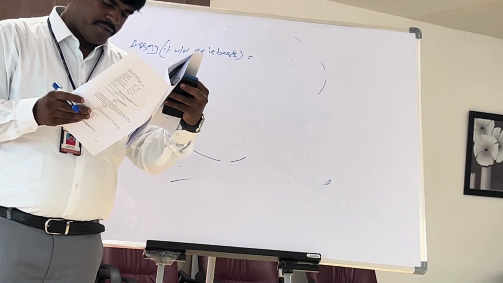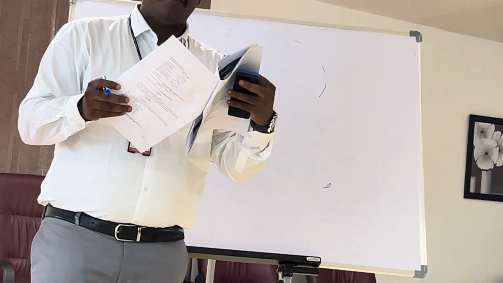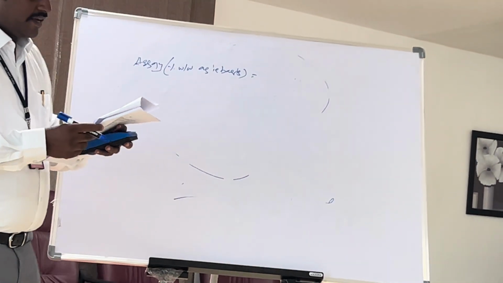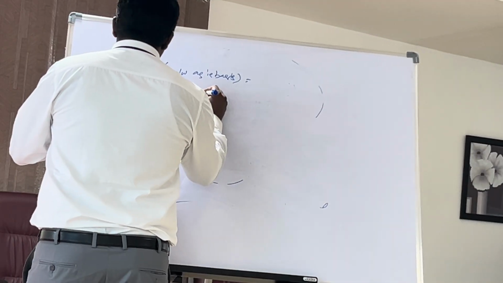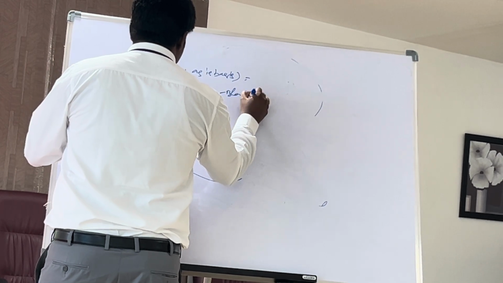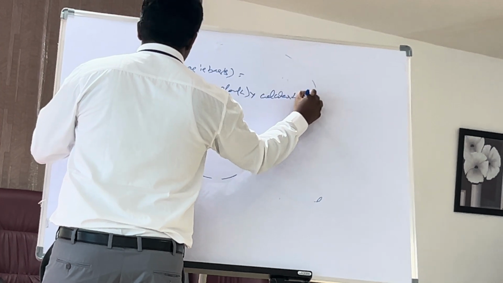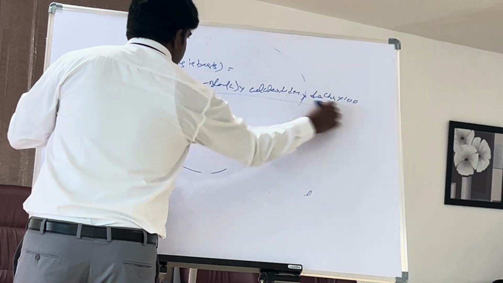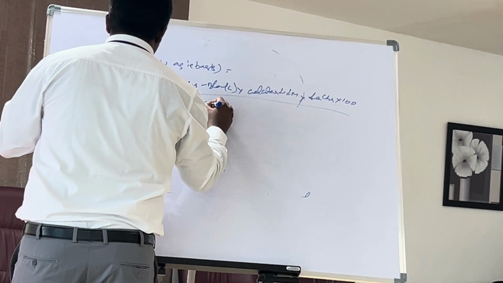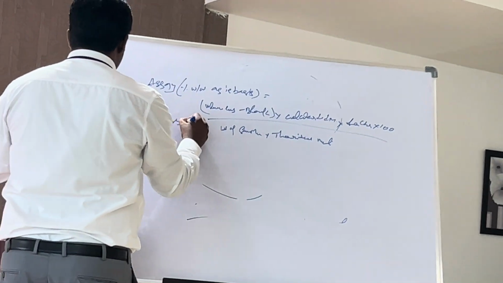For example, the assay of albendazole by using standardization of 0.1 molar perchloric acid. If you want to do any assay calculation, the formula is: volume consumed minus blank, into calculated molarity, into factor, into 100, divided by weight of sample into theoretical molarity, if you want to determine any assay value.